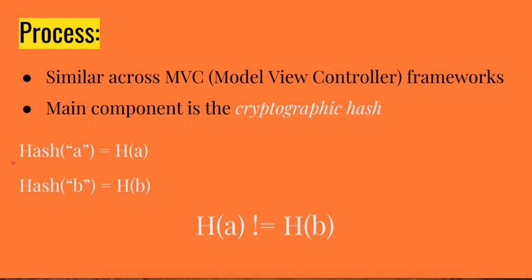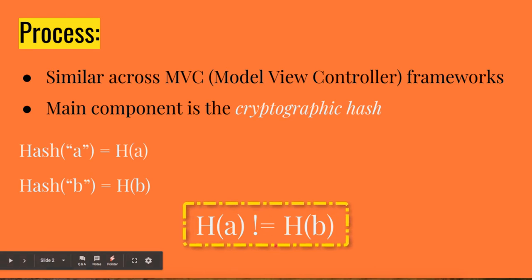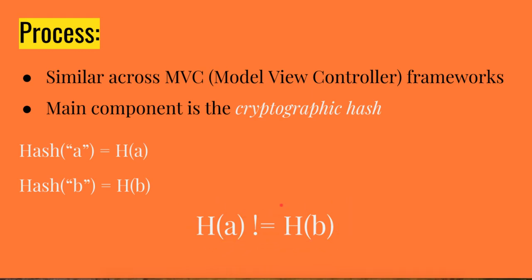We're going to say that we'll have a hash function on string A, and that's going to give us the hash of A. And then we'll have a hash function on string B, and that's going to give us the hash of B. And the important thing to understand is that the hash of A is never going to be equal to the hash of B. So when we use this cryptographic hash function, we're going to get a unique string as the output. So we're going to have some type of input, and we're going to have a unique string as the output.